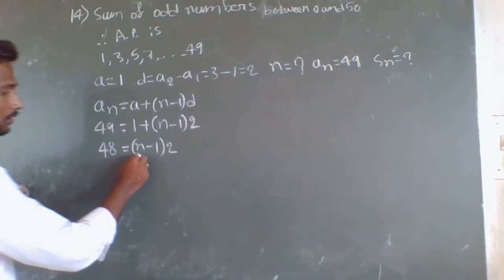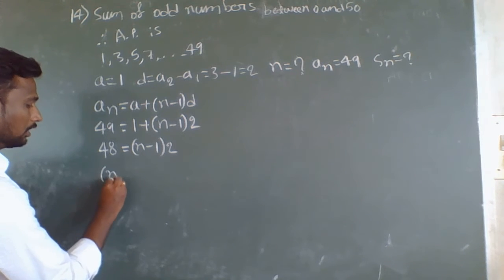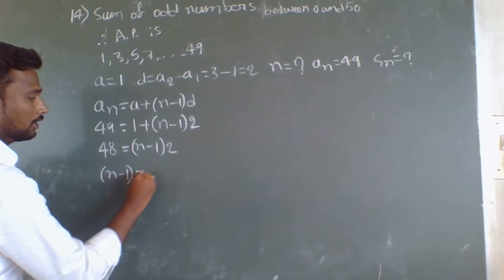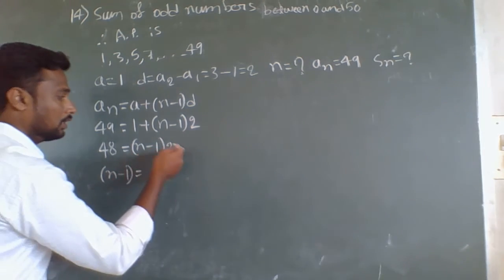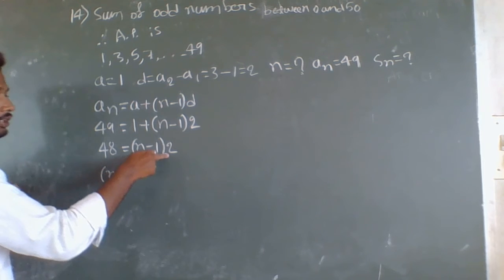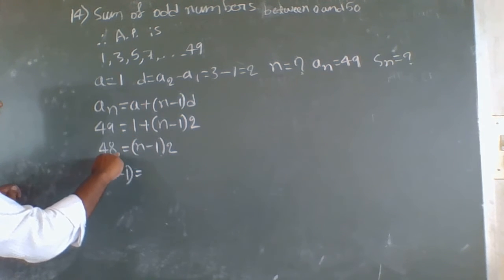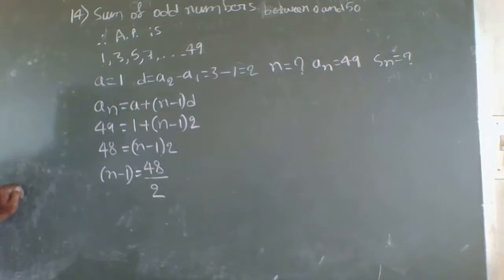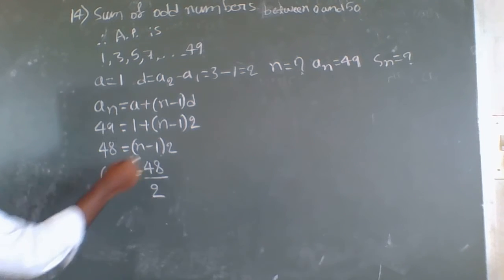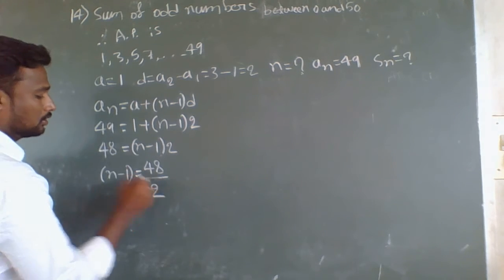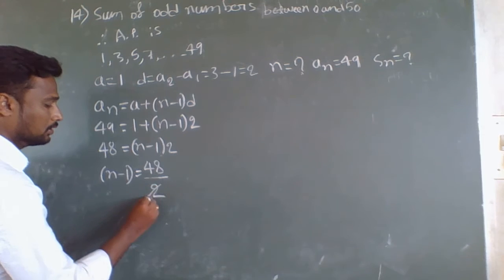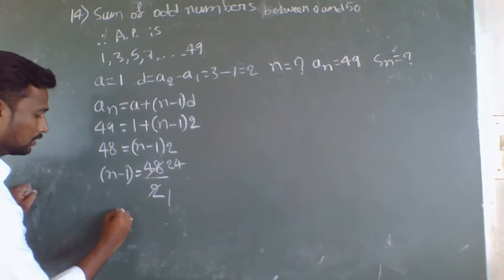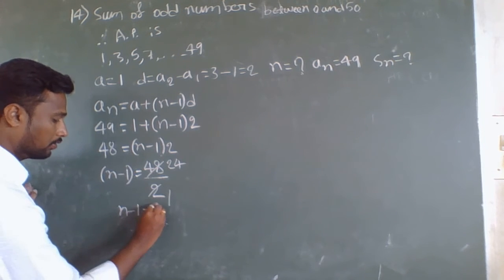Now to get the value of n, what I can do, n minus 1, I will move this 2 to the other part. Here it is multiplication, n minus 1 into 2. Therefore it is multiplication here. When it is moved to the other part, what does it become? 48 divided by 2. When it is moved to the other part, it becomes division. Therefore 48 divided by 2 means 2 fours are 8, 2 fours are 8. n minus 1 is equal to 24.